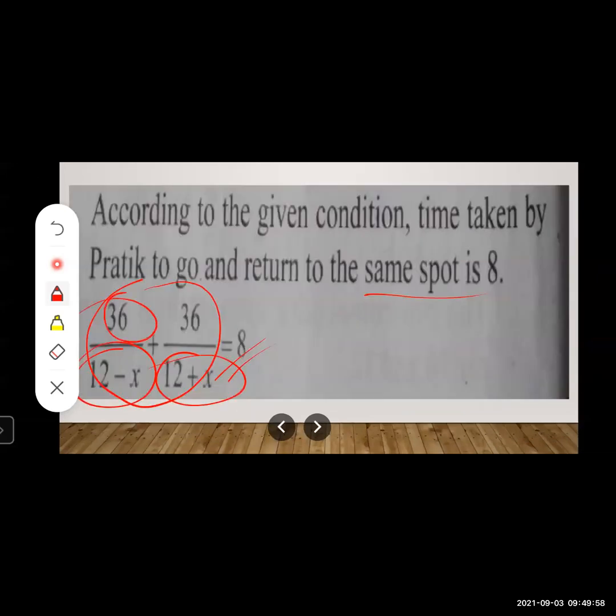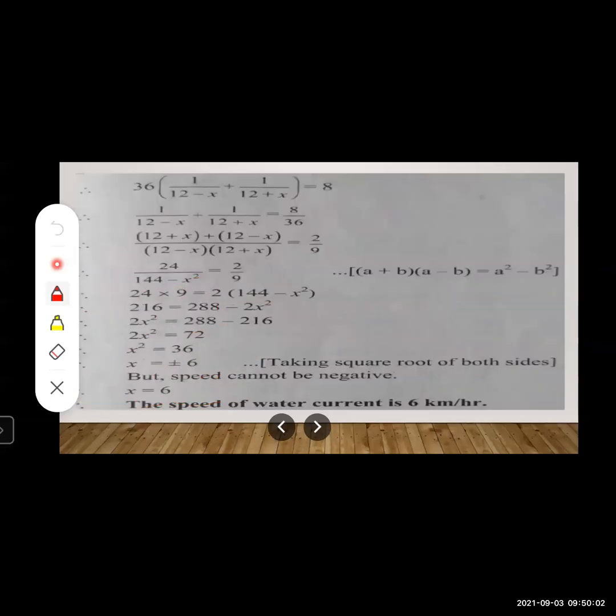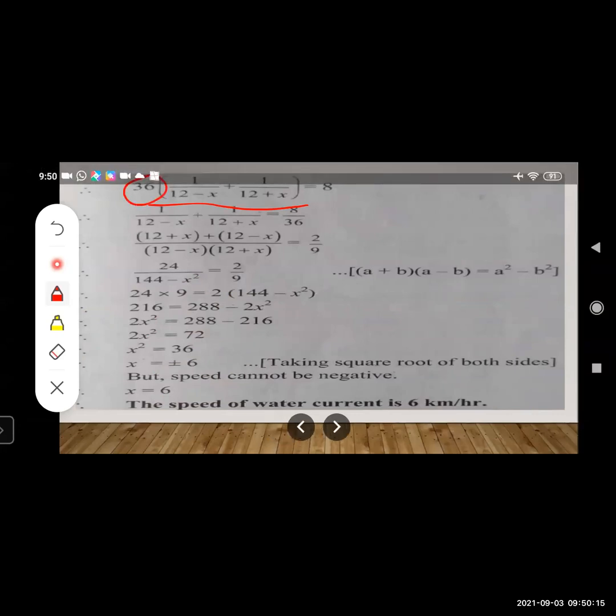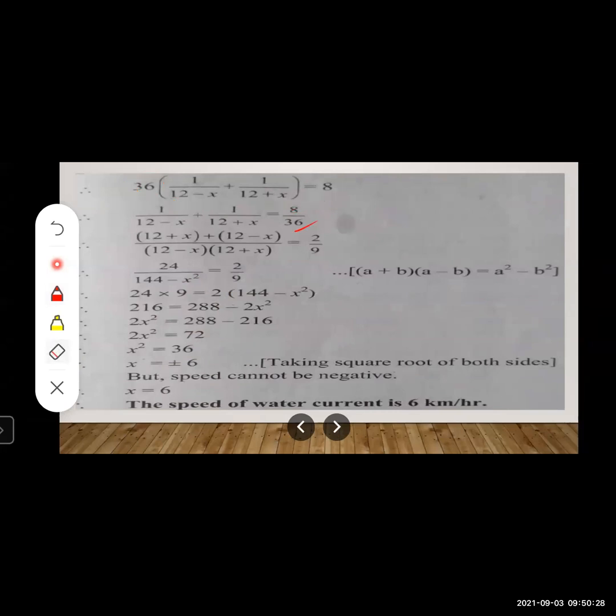Look here, you can see 36 is common. So we have taken out 36 as common in this step. Now, what is the next step? We have to equalize the denominator. Equalize means you have to multiply. First of all, shift this 36 to the other side, so it becomes 8 upon 36. Here it is up, so when it goes to the other side, it will come down.